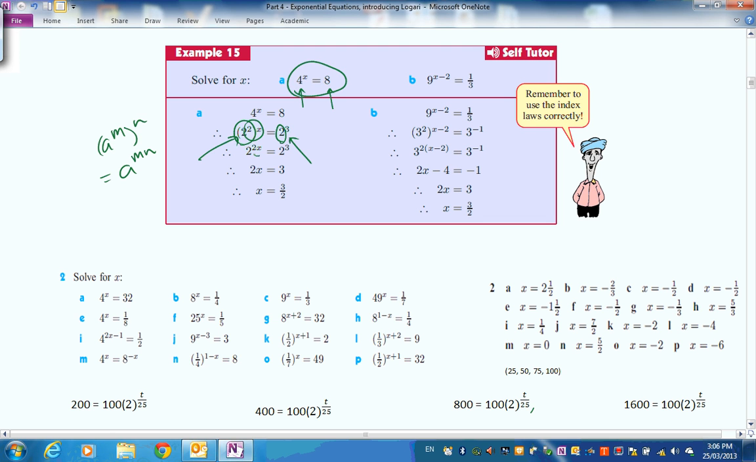So the top power now is 2x, and the bases are the same, so the powers must be the same. So you equate the powers or indices, then divide by 2. What about this critter over here?